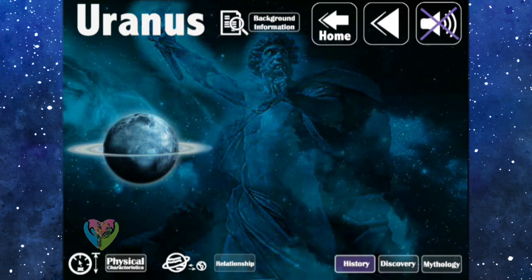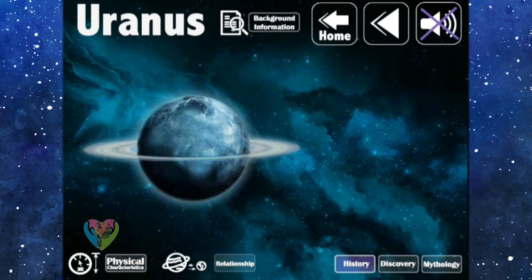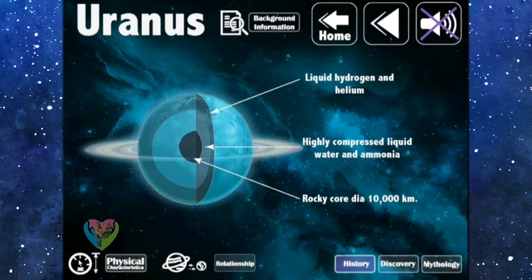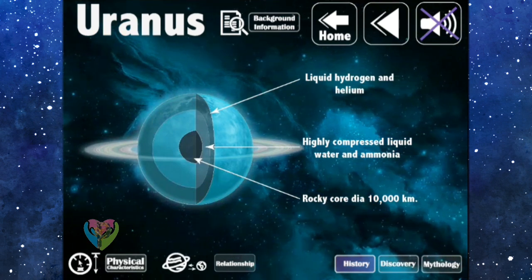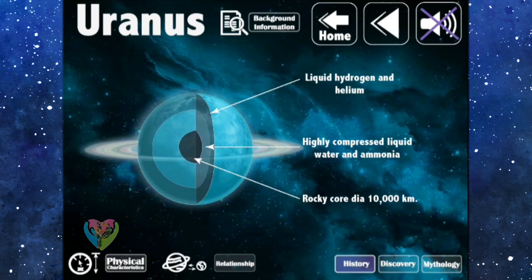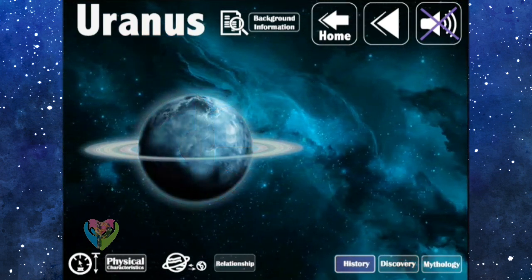Uranus has a rocky core in the center with high density, pressure, and temperature. Similar to Jupiter and Saturn, the atmosphere of Uranus consists mostly of hydrogen. The rest are helium, methane, and acetylene. Because methane in the upper atmosphere absorbs red light and reflects blue light, we see Uranus as a blue planet.